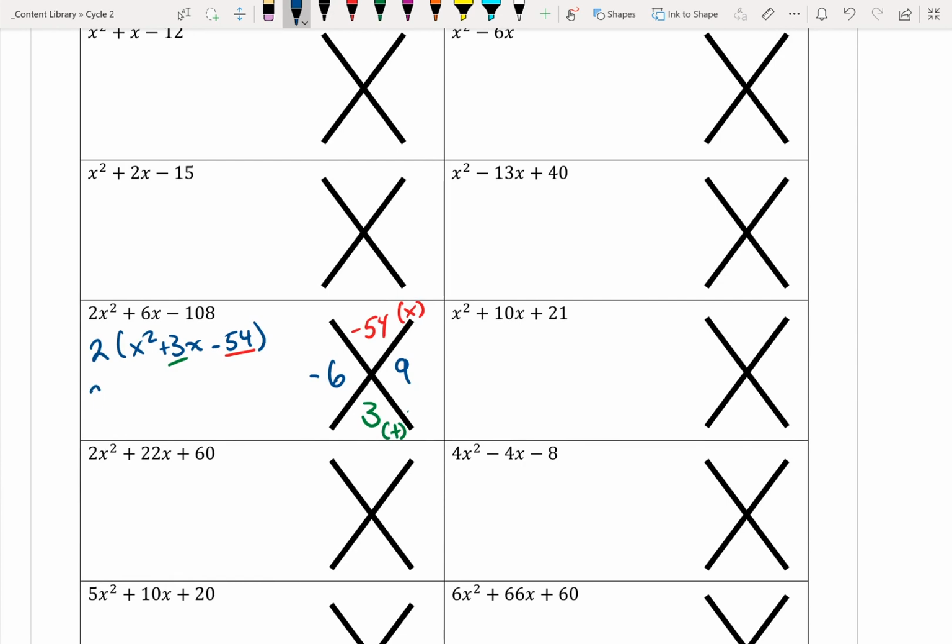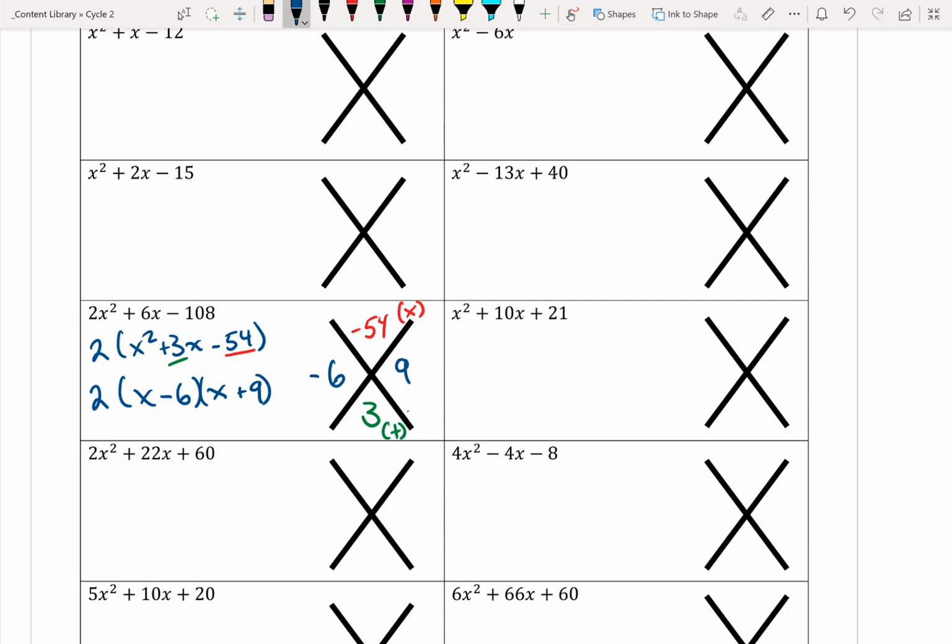So now that I know what my two answers are, I can fill in my two brackets. The first part will be the variable, the second part will be my answers. So x minus 6 and x plus 9. So that is my factored form, and the 2 is still there from when I common factored because I can't get rid of that, otherwise it changes the equation.